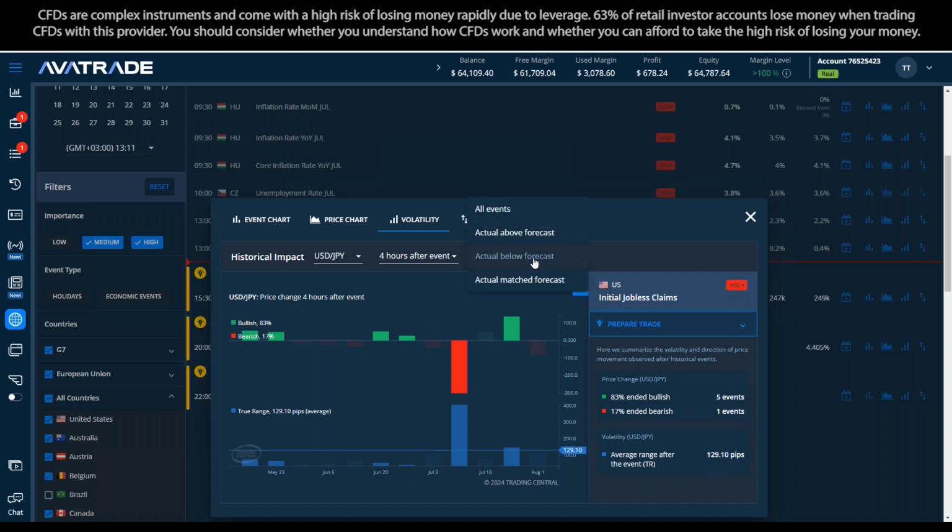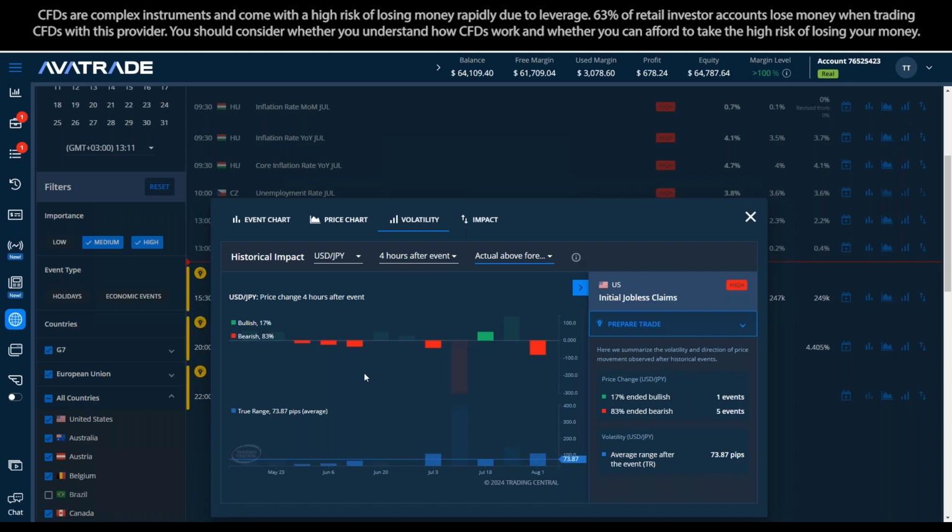And you get the opposite effect if it comes in above forecast, 83% of the time down, with one going up. And again, average range movement is large, over 73 pips average range movement in the 4 hours after the announcement. So don't let the size of these candles fool you. Okay, this one here is 86 pips movement. Okay, and these are like 30, 40 pip movements. Only one went the other way.